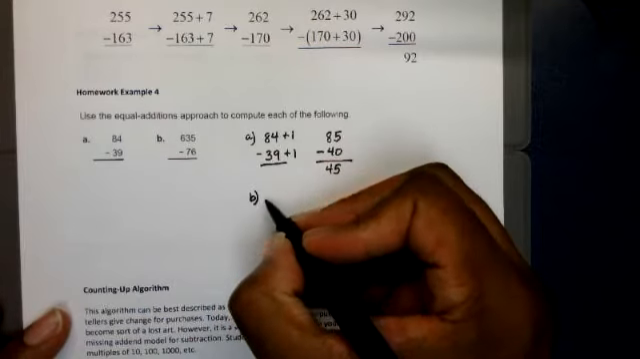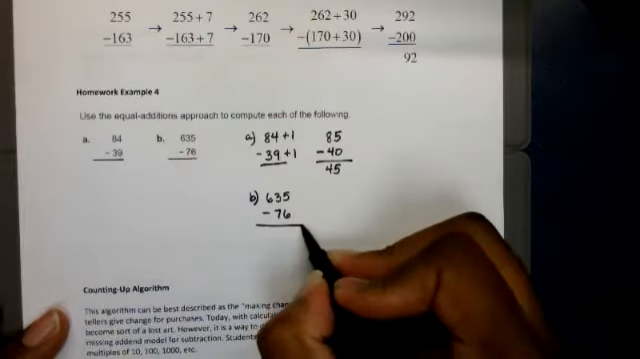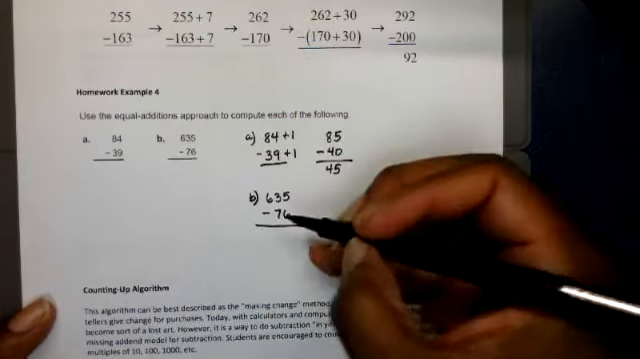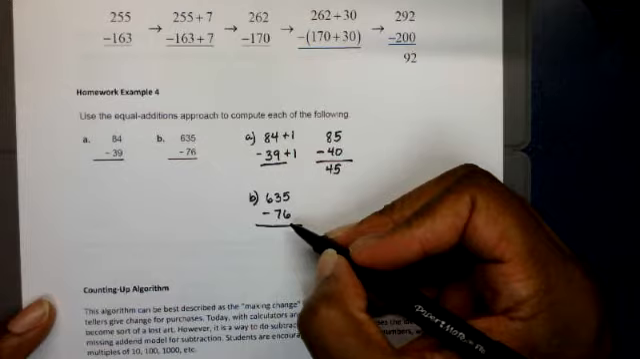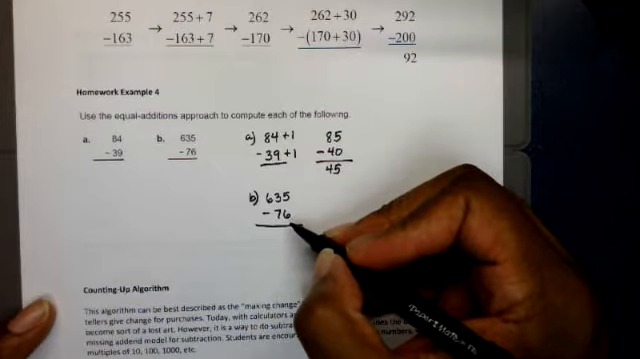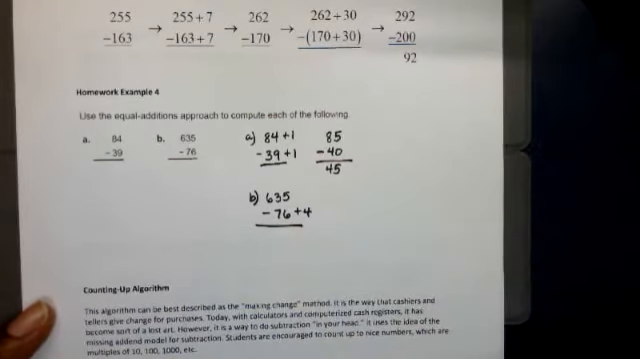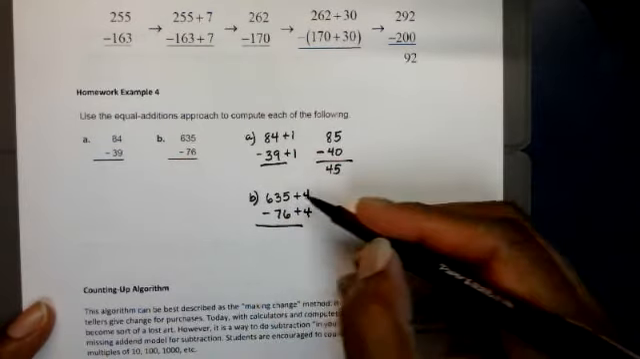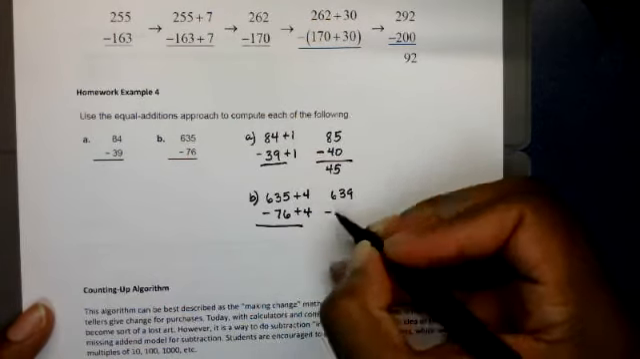And then part B, let's say we got 635 minus 76. And I want to use the equal additions approach for this. 76, I'll make that a multiple of 10. I'm going to use 80. 80 is 4 away from 76. So if I add 4 to the 76, I'll also add 4 to the 635. So let's add 635 and 4 together, you'll get 639 minus 4 plus 76, which is 80.